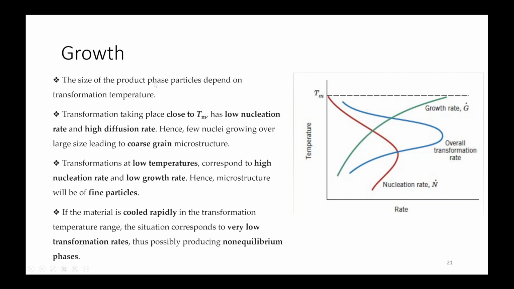Now the size of the product phase particles depends on transformation temperature. So if you are moving very low below the melting temperature, so if you are providing very high undercooling, in that case your growth will keep on reducing. So growth will be highest near high temperature because it is diffusion based. So diffusion will keep on reducing as you keep on going down.